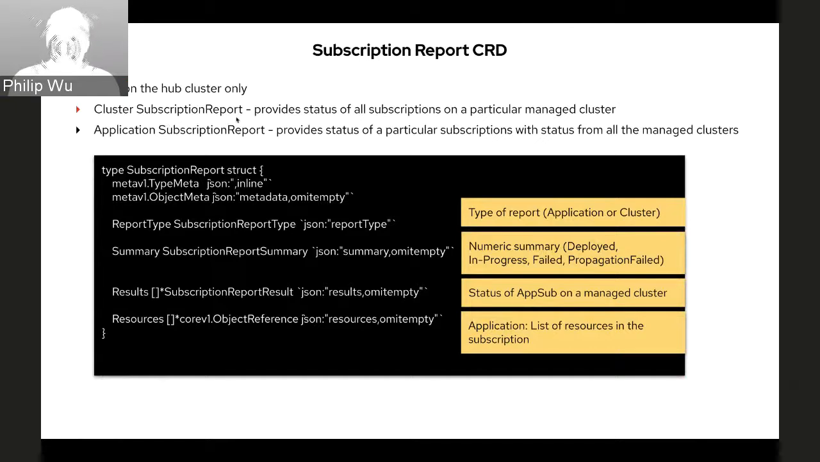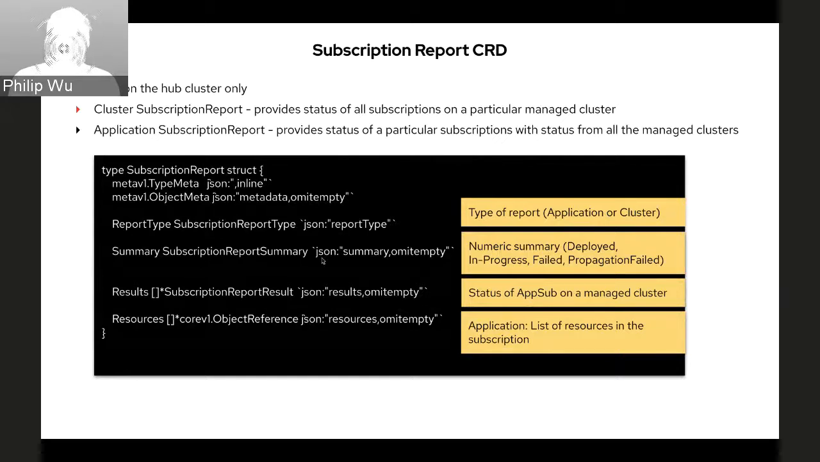The cluster report provides the status of all the subscriptions on a particular managed cluster, while an application report provides the status of a particular subscription with the status from all the managed clusters. So here is the Golang struct for the subscription report. The report type, that's the type of report it is. It could have two possible values, application or cluster. The report summary, this is a numeric summary.